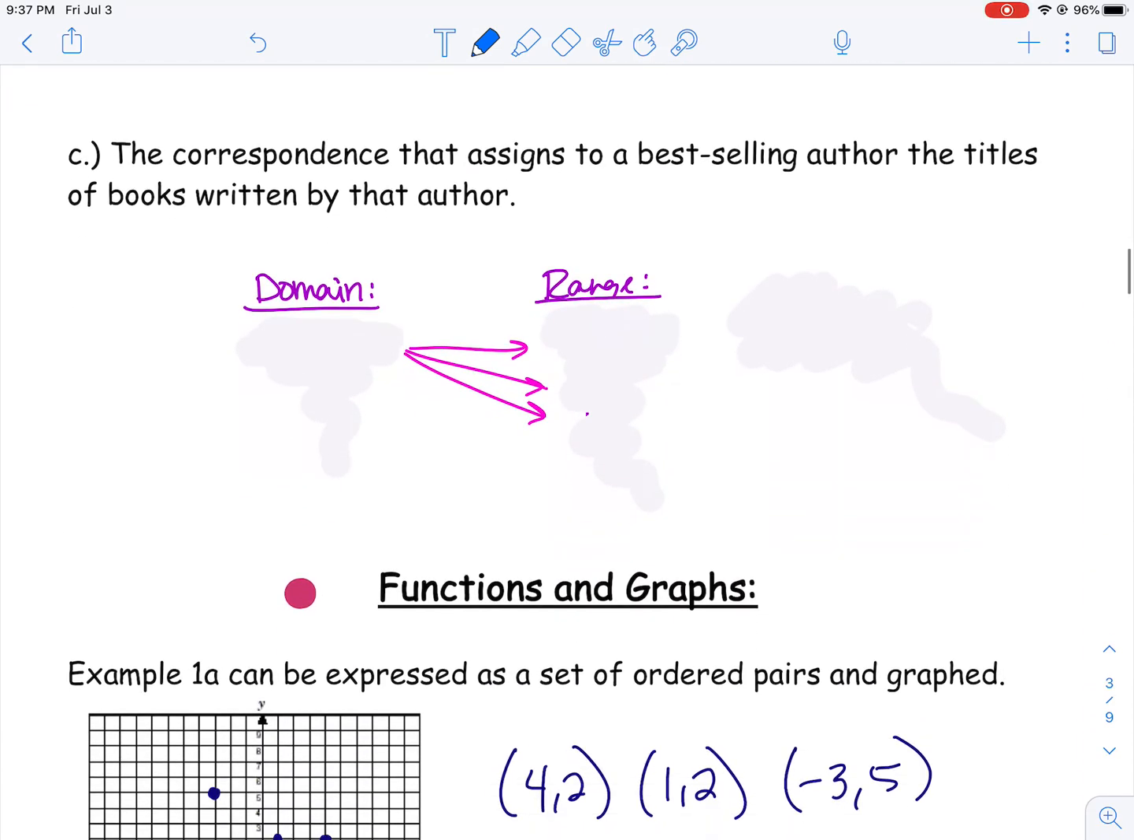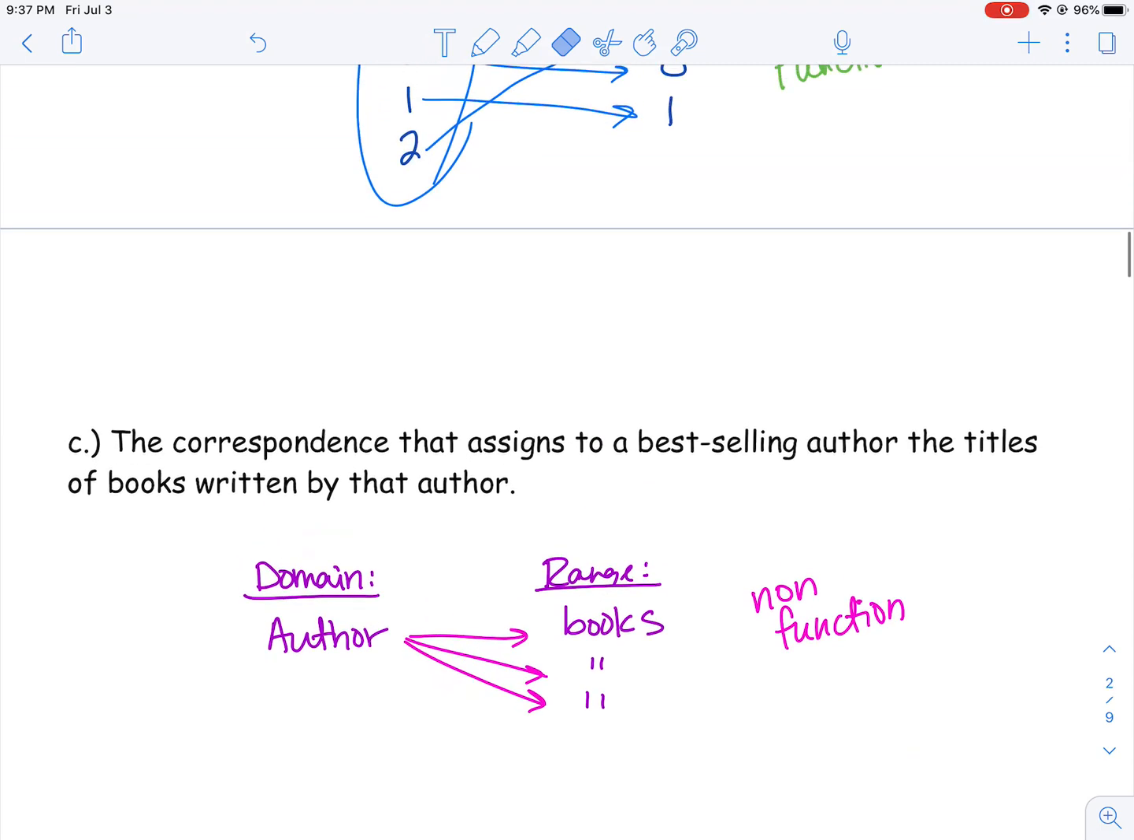All right, last one in this video, the correspondence that assigns to a best-selling author the titles of books written by that author. So my domain is the author. The range is all the books that author writes, right? Now, because one author can write lots of different books, this would be an example of something that was not a function, because an author can write lots of different outputs, different books, right? All right, make sure you can determine if something is a function or a non-function, given lots of different ways to write the problem.